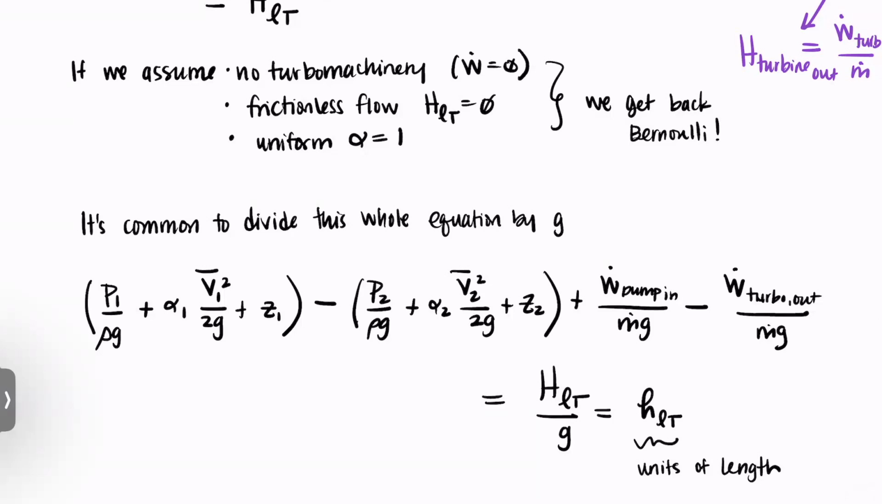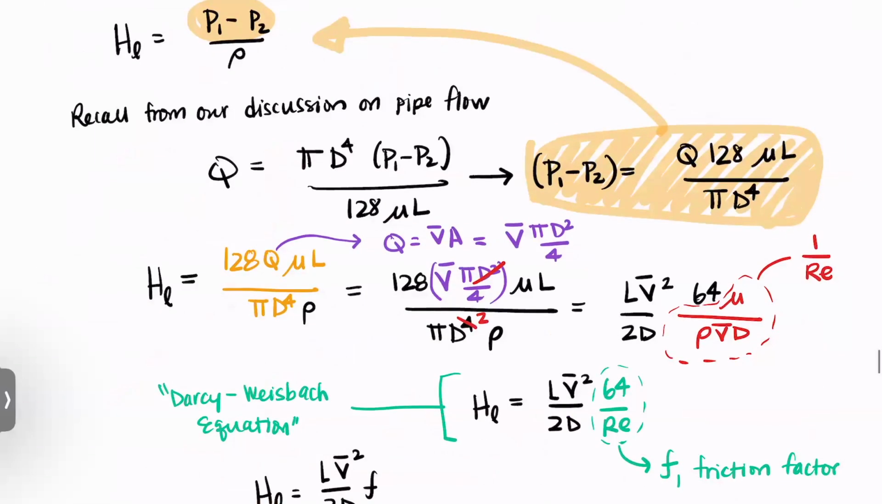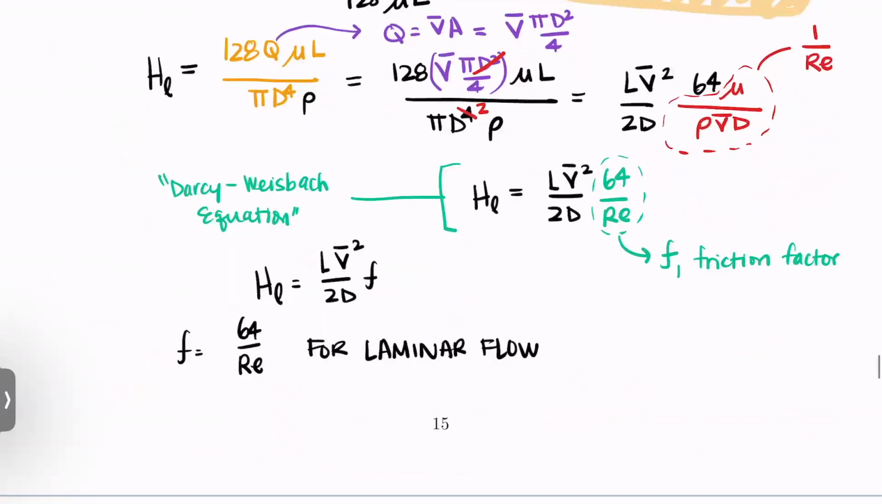So we can have work coming in or out of our system. And then we also have losses in our system. So we break our losses down into major losses and minor losses. If you recall, major losses are basically the losses due to friction in long sections of pipe. And then the minor losses are going to be losses that come as the fluid passes through things like fittings.